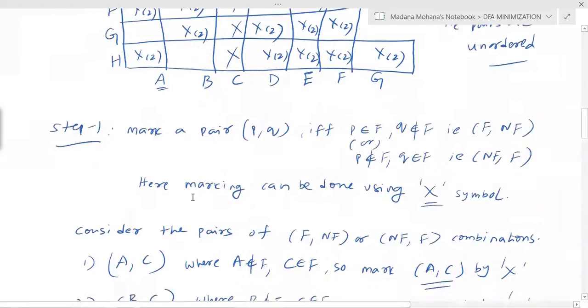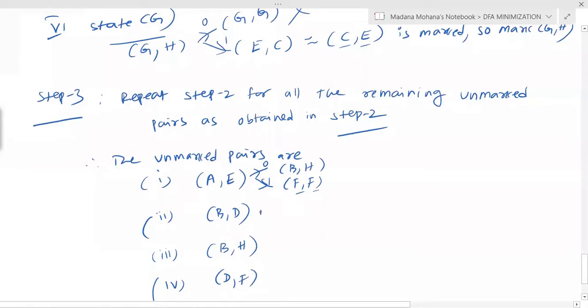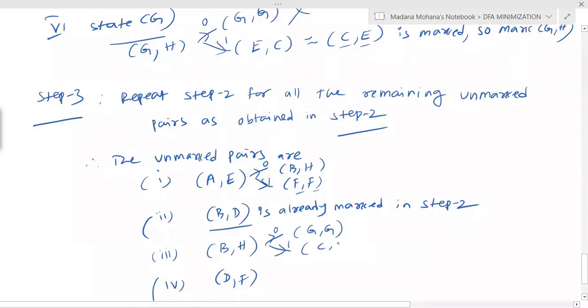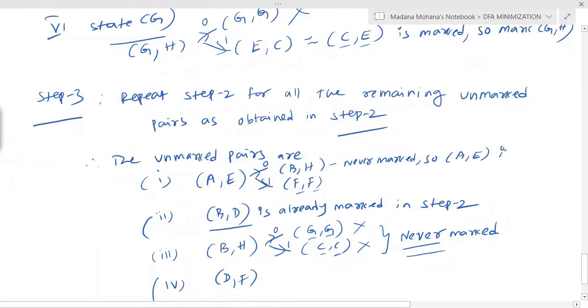So then the other one is BH. So this BD is already marked in step 2. Then BH you can take. BH on 0, you will get GG. BH on 1, you will get CC. See, GG combination we never get. CC combination we never get. So BH will never be marked. Why? Because BH on 0, you will get GG combination, on 1 CC. So whenever BH is never marked, then AE is also never marked. Why? Because AE on 0, you are getting BH. FF we didn't get. So here BH is never marked. So AE is never marked.